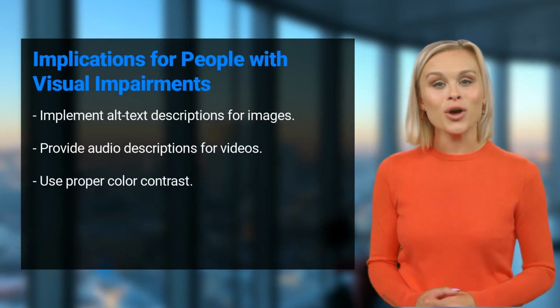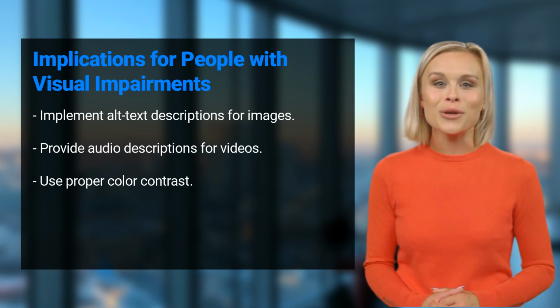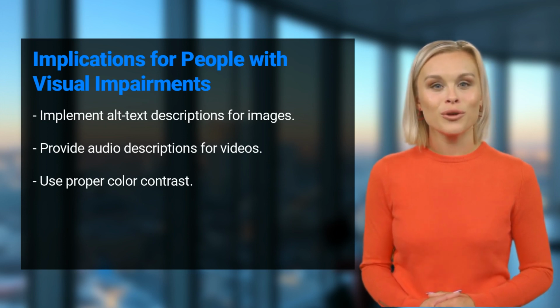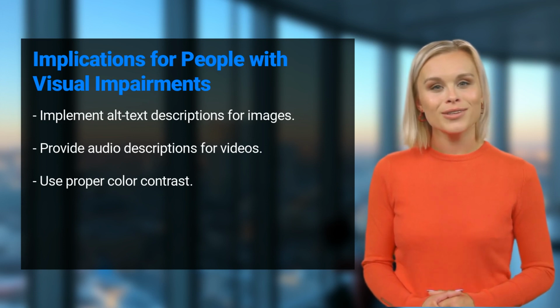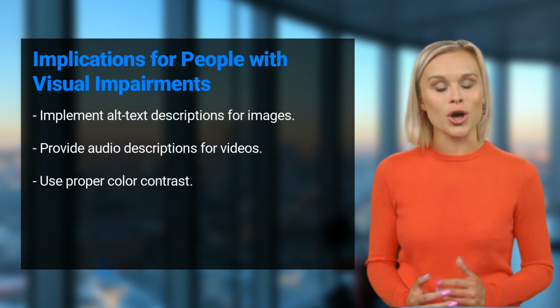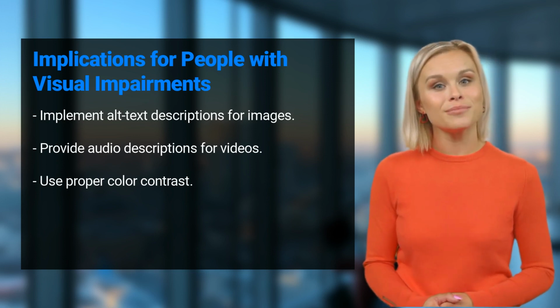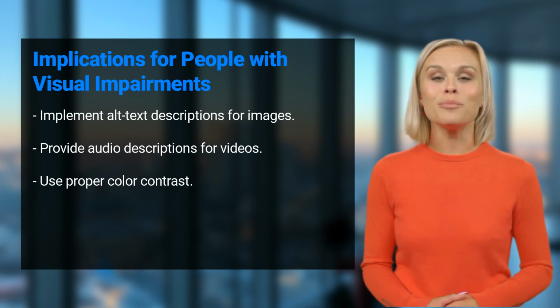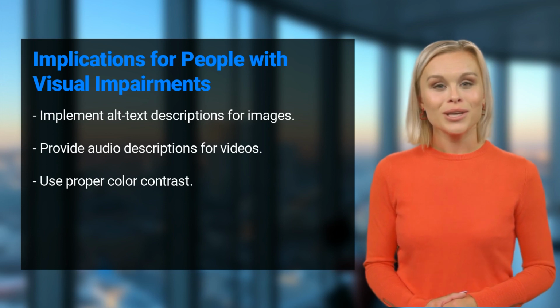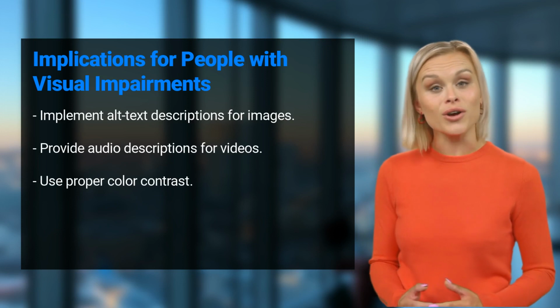Let's look at how we can make online content more accessible for individuals with these visual impairments. By implementing alt-text descriptions for images, we can ensure that individuals with visual impairments can understand the content even if they can't see the images themselves. Similarly, providing audio descriptions for videos allows them to follow along and engage with the content. Lastly, using proper color contrast helps individuals with visual impairments differentiate between different elements on a web page. Some people struggle to read text when the writing and background aren't sufficiently different.